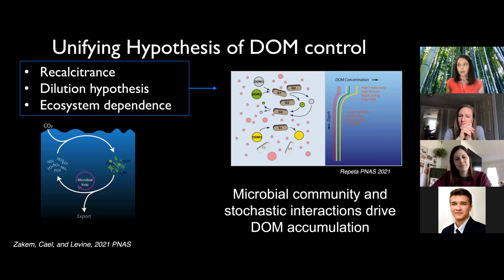So we're thinking of this as a unifying hypothesis. The idea is that we can start to encompass all of these different aspects. There are certain compounds that are inherently recalcitrant. They are hard to degrade, and there's very few things that can degrade them, and they will accumulate in the environment, and it would be very hard to move them over to that labile pool. There are also a lot of compounds that meet this dilution hypothesis that accumulate within the ocean. But there's also this ecosystem dependence where compounds can shift from being functionally recalcitrant to functionally labile.